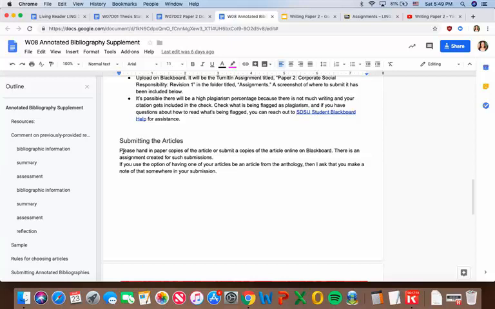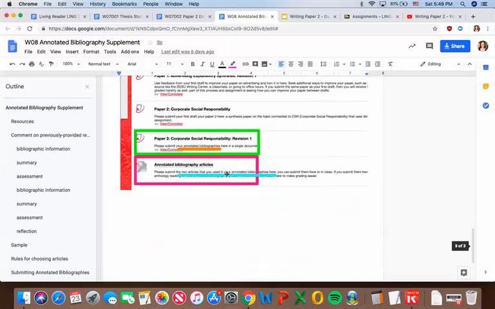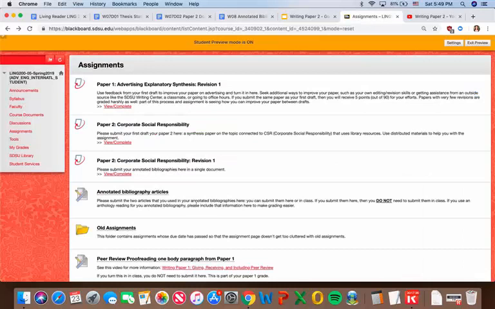There is an assignment created for submissions. If you use the option of submitting one of your articles from the anthology, then I ask you to make a note of that somewhere in your submission, but don't worry about it too much. So I'm showing here's a screenshot that has the annotated bibliography articles. So please submit the 2 articles that you use in your annotated bibliographies here. You look at it on Blackboard, and here it is. Click on it.